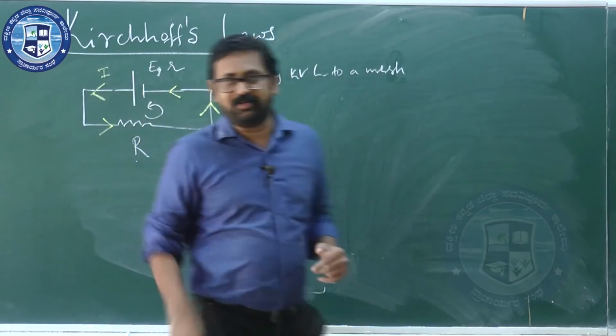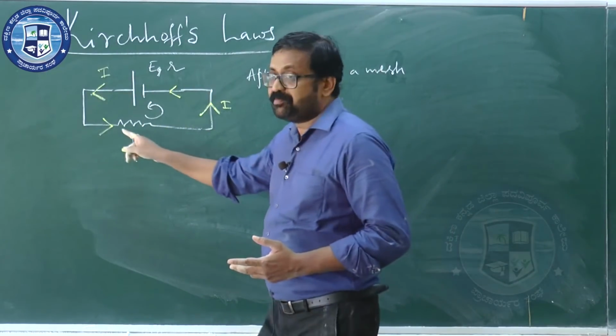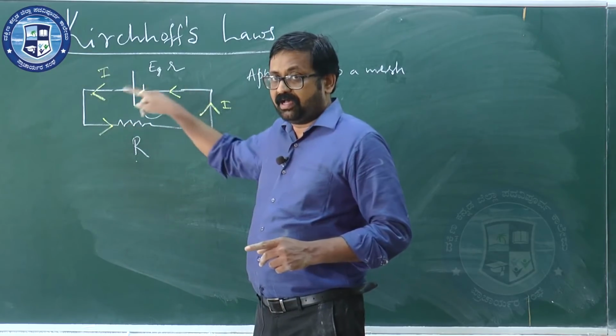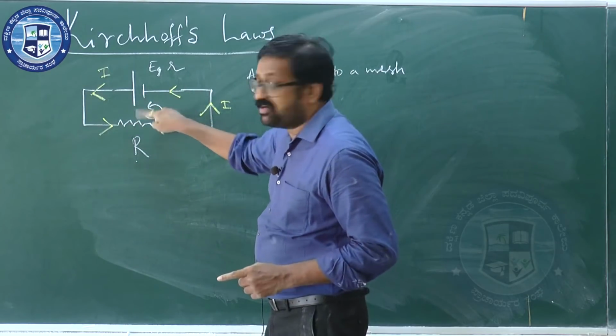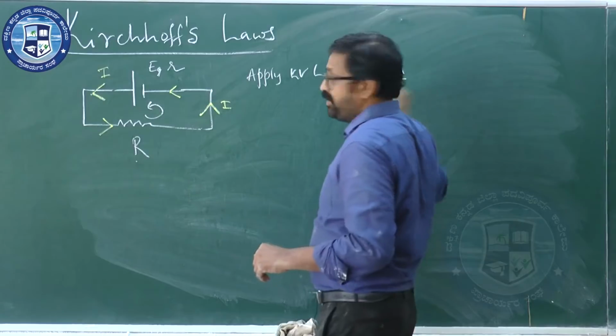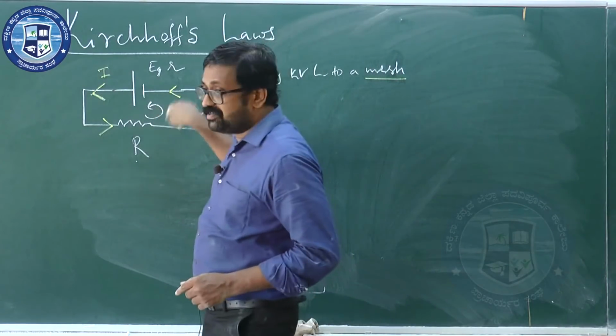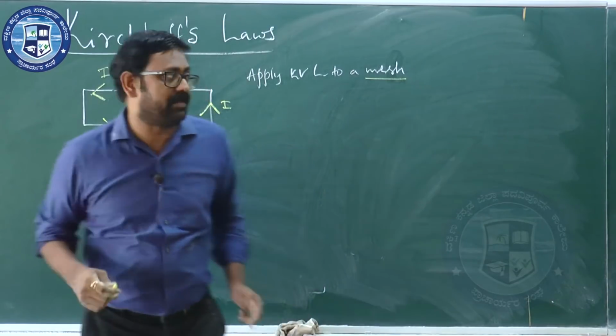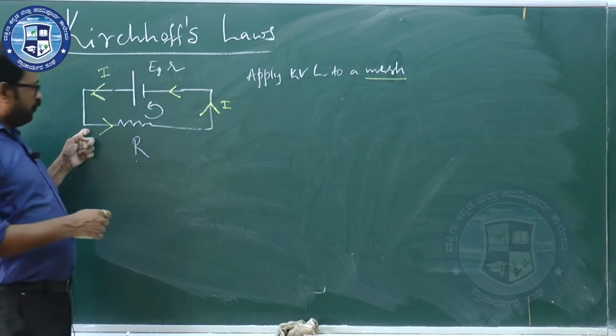Now I am applying KVL to a mesh. I am going in the opposite order, remember. I have selected a mesh, direction of a traverse. Mesh is only one. Select a direction of a traverse in an anti-clockwise direction, which is opposite to a conventional current in the circuit. Please remember that. Shall I move from here?